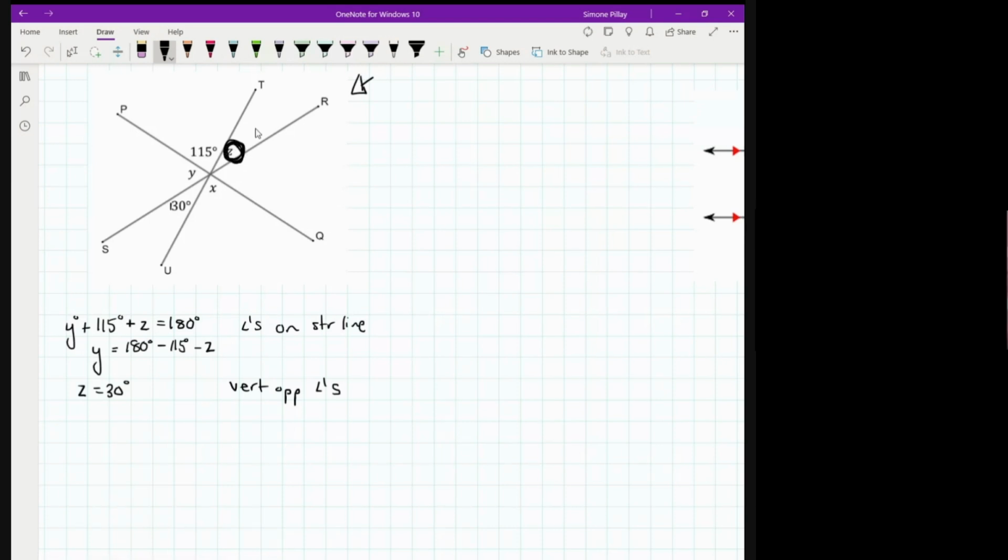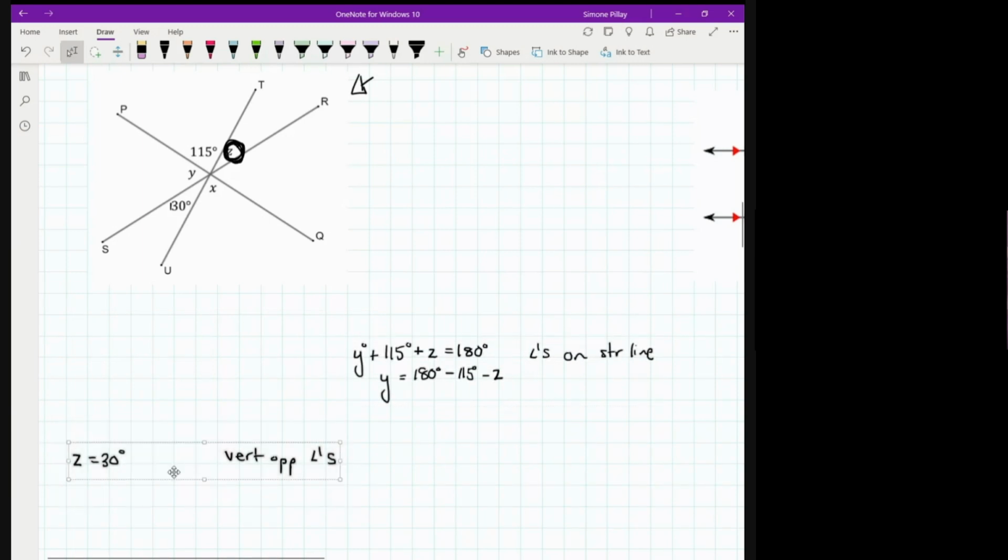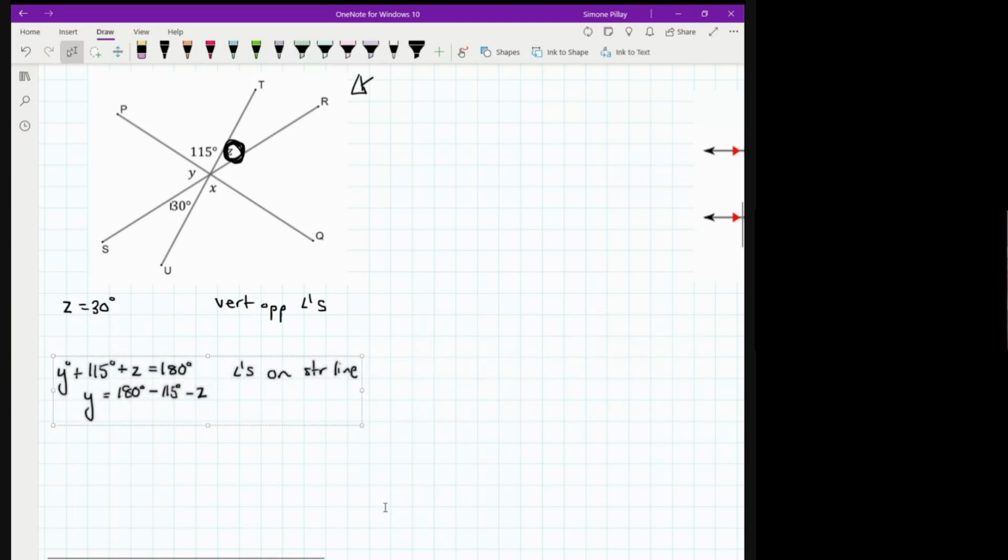So let's go back and actually do this. I'm going to move this here. Obviously, in a test, you wouldn't have the luxury of moving your stuff around, but that's okay. You don't need to. There we go. Now you have y is equal to 180 minus 115 minus z. Now we know what z is. What is z initially? It's 30 degrees, ma'am. Right, so I'm going to substitute: 180 minus 115 minus 30.